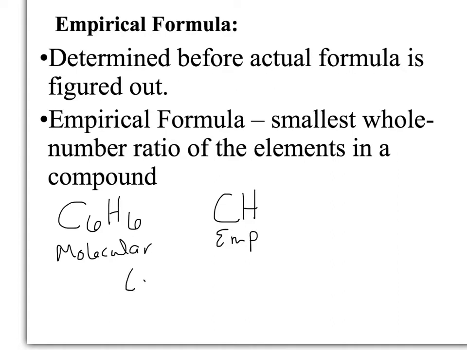If we had C9H12, that would be the molecular formula because it shows all of the atoms. But the empirical formula would be C3H4 because it's the smallest whole number ratio. Does that make sense? Okay.